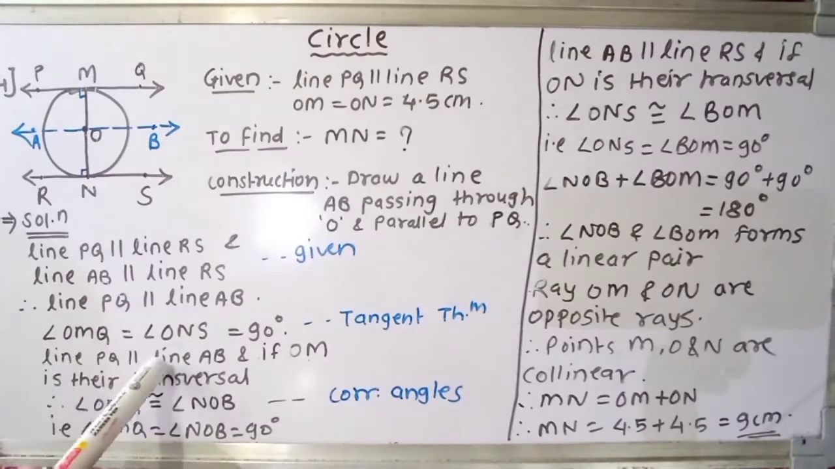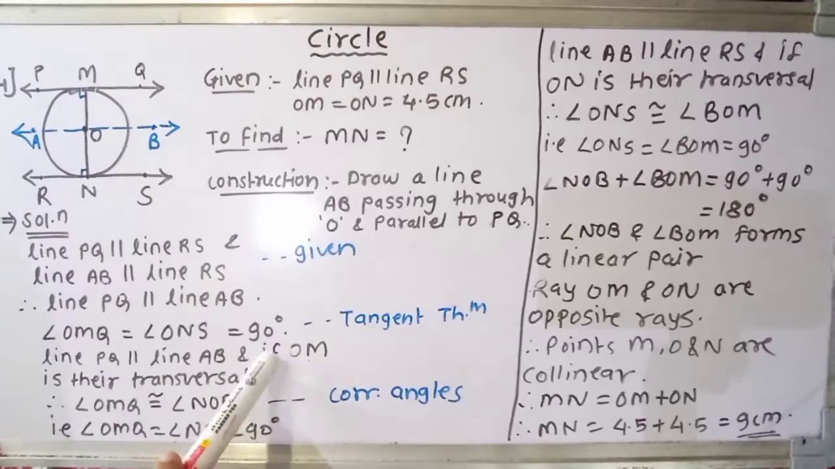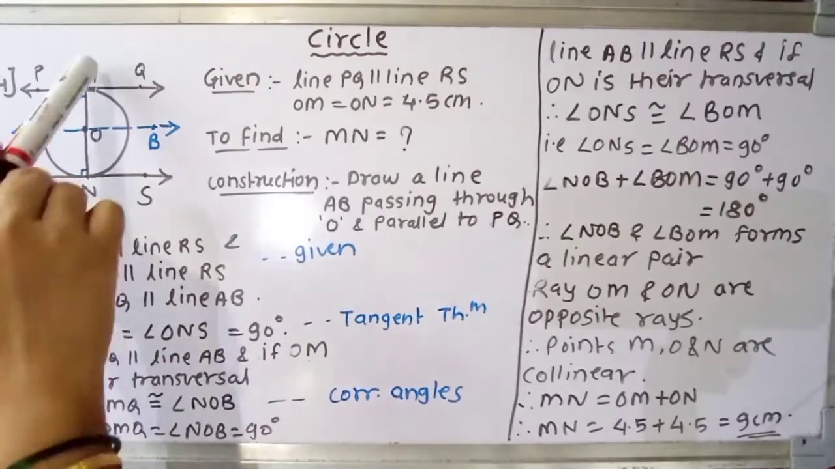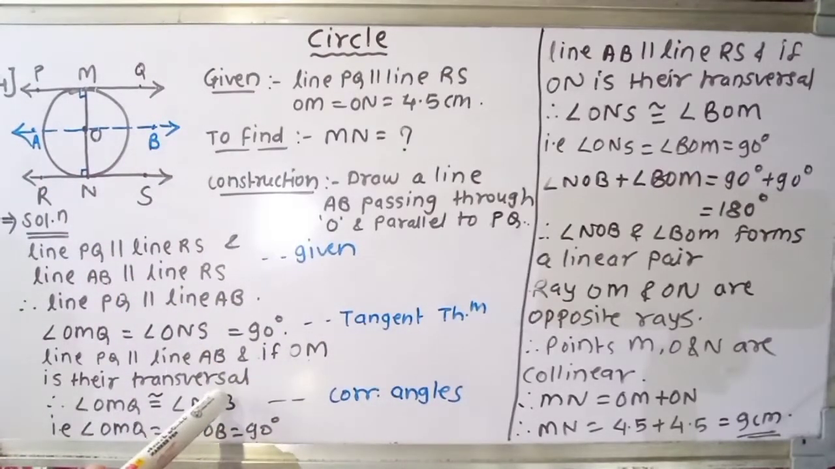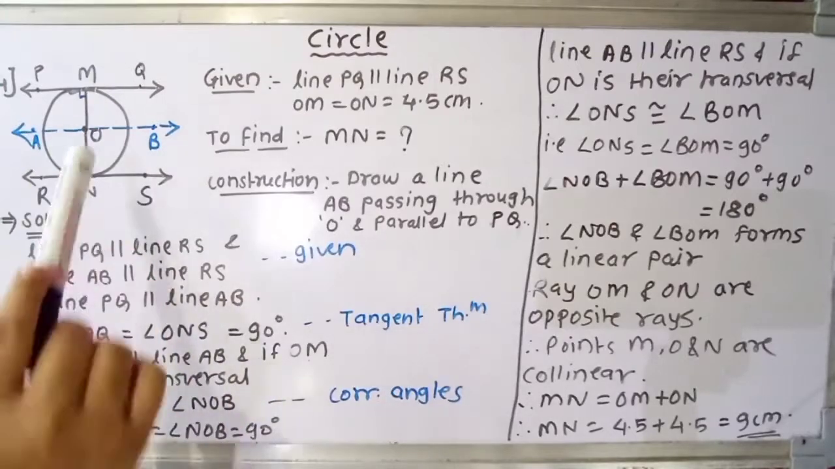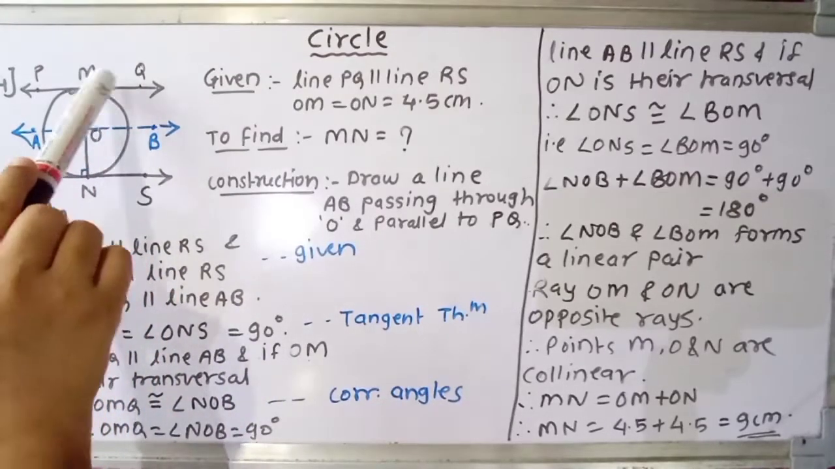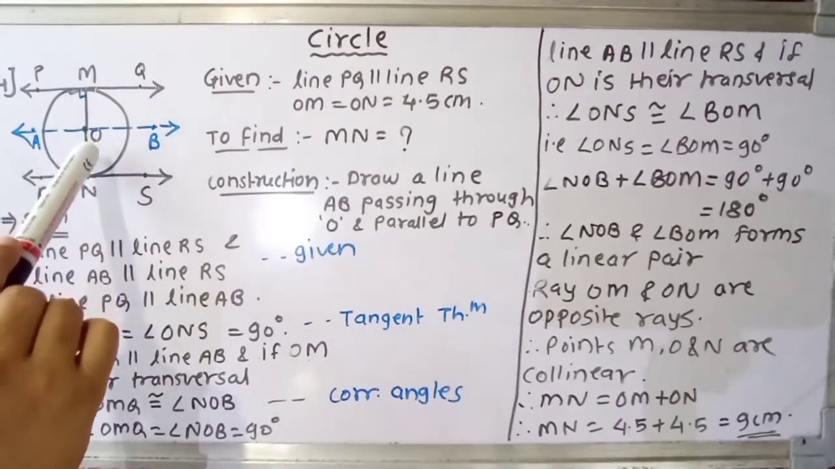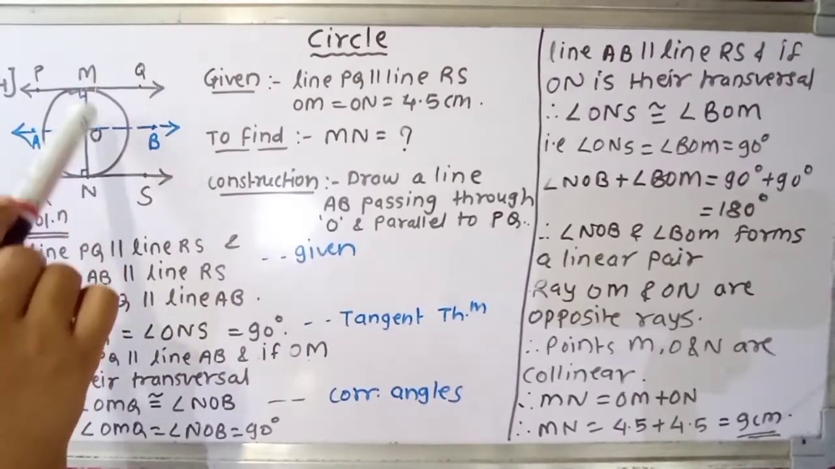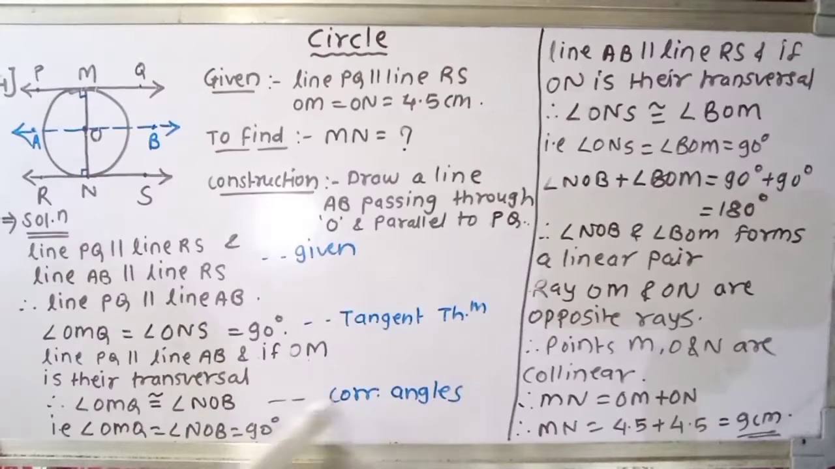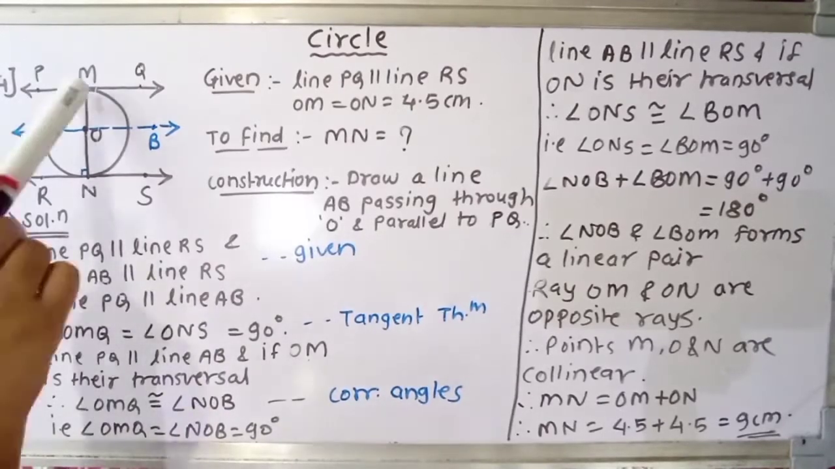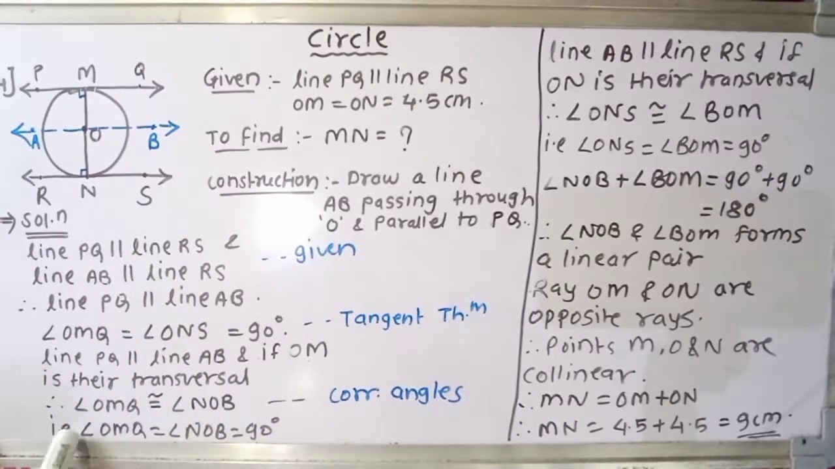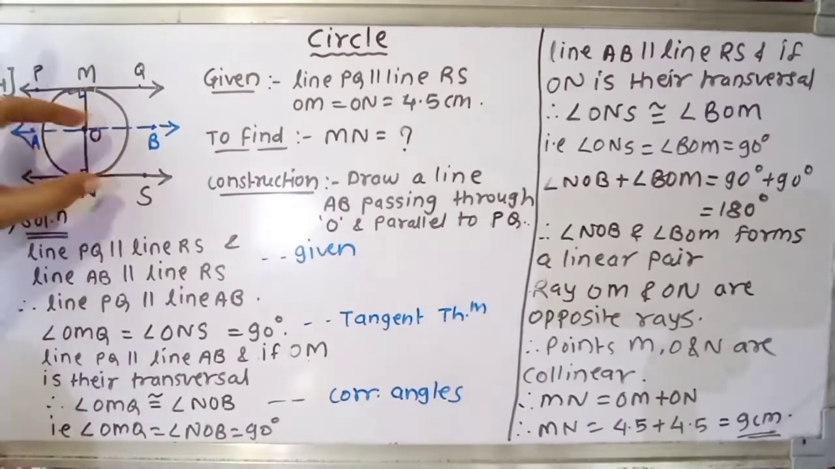Next, line PQ parallel to line AB and OM is their transversal. So you can write like this: angle OMQ congruent to angle NOB. This angle and this angle, these are corresponding angles. Yes or no? So the reason is corresponding angles. This is 90 means this is also 90. So angle OMQ is equal to angle NOB is equal to 90 degrees. Same way you can write for these two lines.